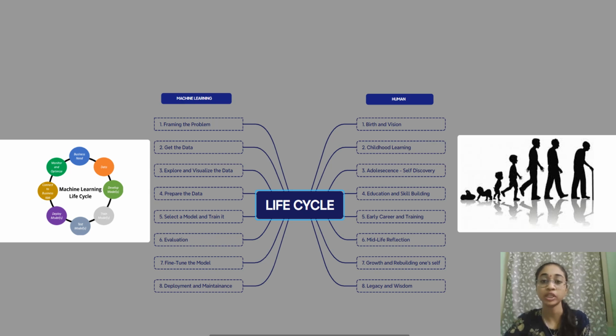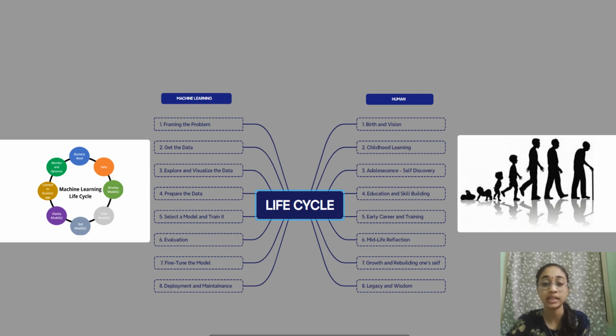When I heard of life cycle of machine learning, the very first thought I got is to compare the life cycle of machine learning with the human life cycle. The first step in the ML life cycle is framing the problem, which is similar to birth and vision of the human life cycle. This is nothing but forming the physical structure of the human body. Framing the problem means forming the abstract or overview of the goal which is required, or what we desire.